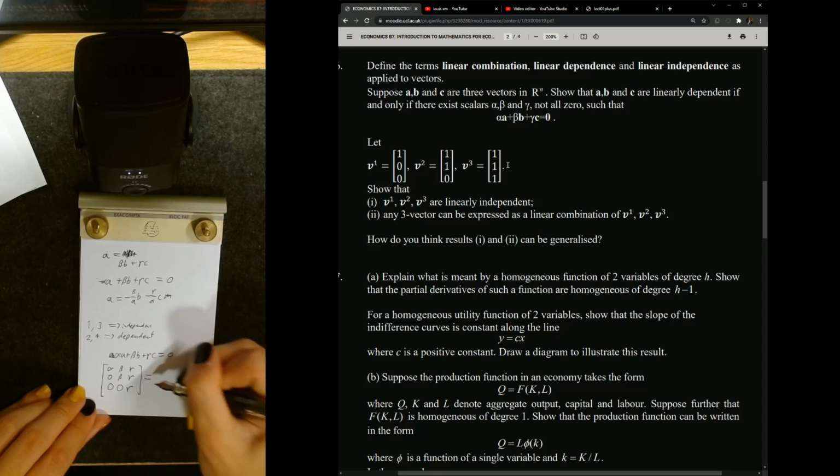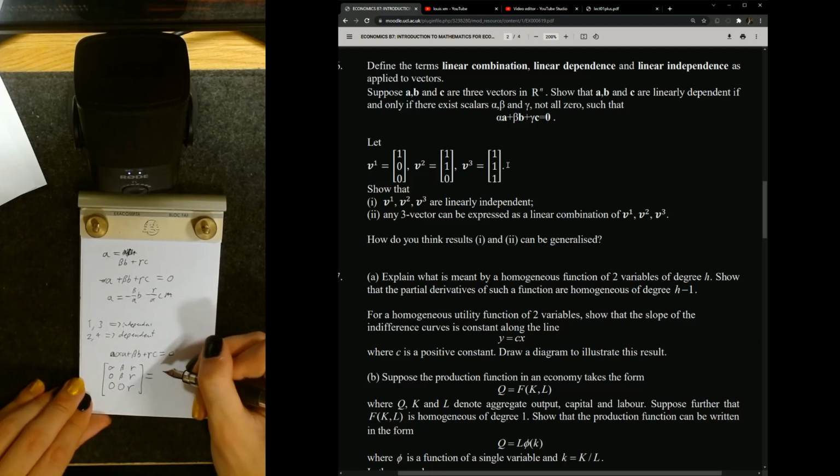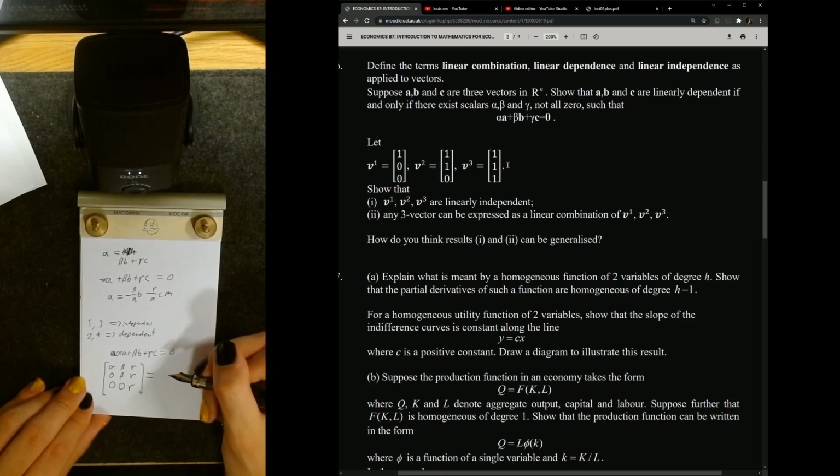And if this is independent, essentially, wait, hold on. If it's independent, essentially that means that, hold on, let me just double check here.